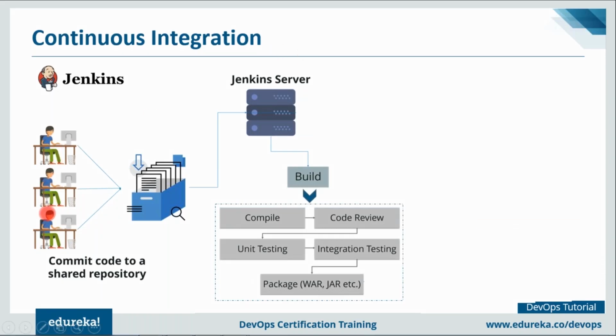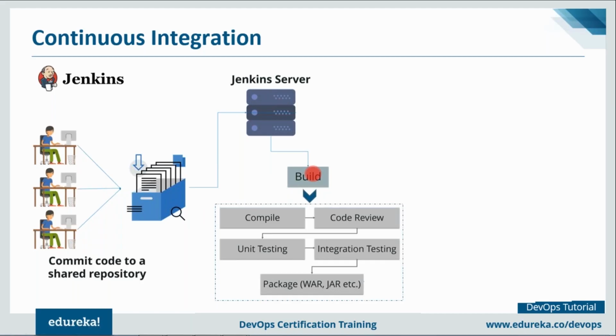So here we have multiple developers writing code for a particular application, and all of them are committing code to a shared repository, which can be a Git repository or a Subversion repository. From there, the Jenkins server, which is nothing but a continuous integration tool, will pull that code the moment any developer commits a change in the source code. Jenkins server will pull that and prepare a build.